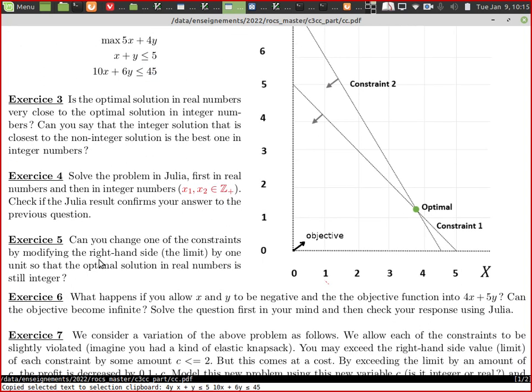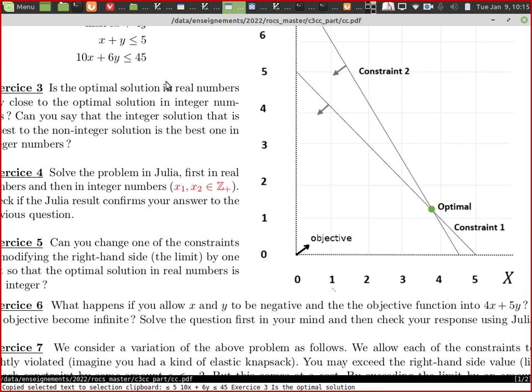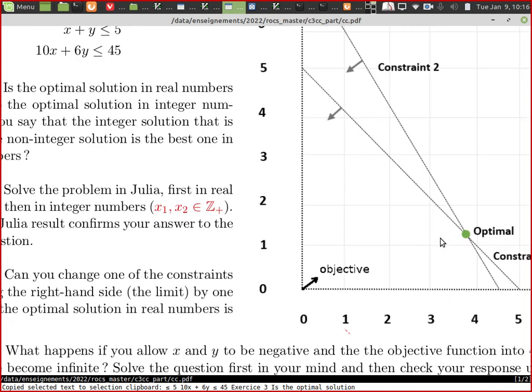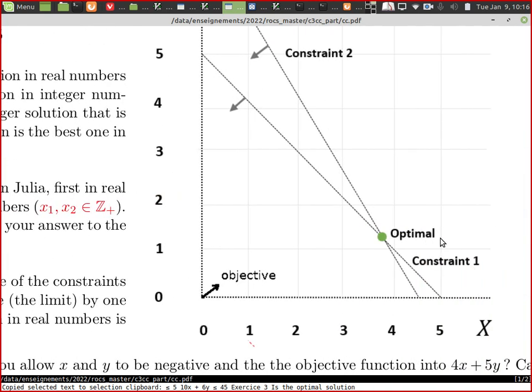By one unit, so that the optimal solution in real numbers becomes integer. Basically, I want to change the right hand side so that the optimal solution in real numbers becomes integer. Please pay attention here. I just want to find this as optimal. Yes? I think if you change the constraint, like instead of 5 you put 6 or something. Yes. So maybe the integer solution is still the same. Yes. Because what I want to do, I want to make the real solution integer.